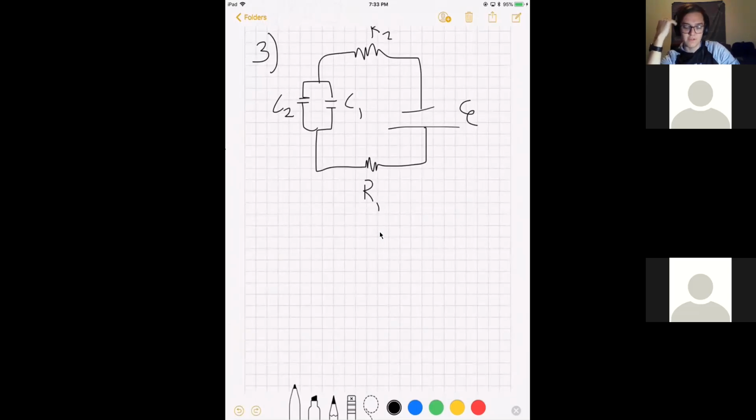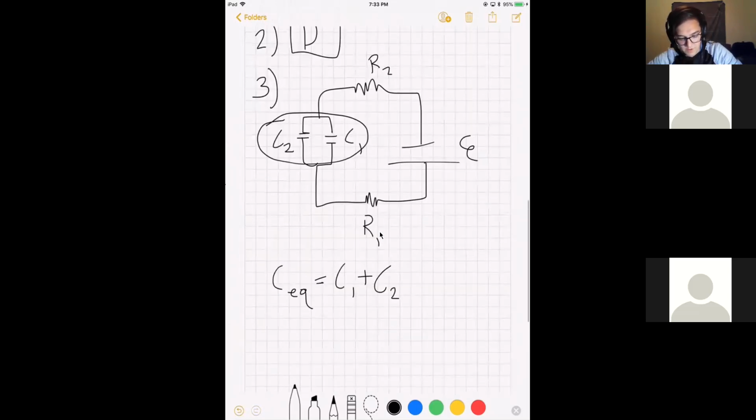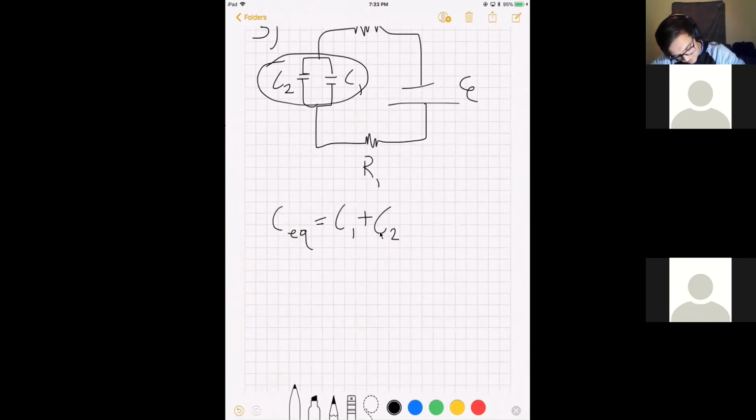So let's figure out the equivalent capacitances. These are 2 capacitors in parallel because they branch out and then branch back in, so they're on separate branches. That means they're in parallel. So C1 plus C2 is going to be our equivalent capacitance. CEQ is just C1 plus C2. And we have 2 resistors in series, right? Because once we collapse down C1 and C2, it just becomes a capacitor. So the resistors are in series, so they're really easy to combine as well. R1 plus R2.